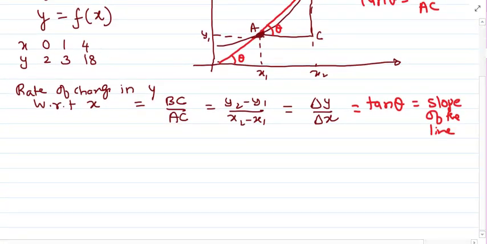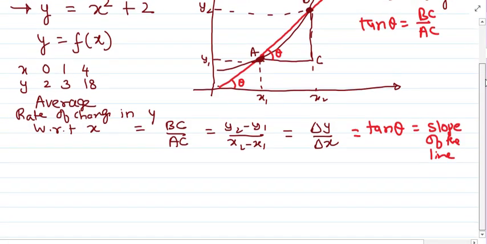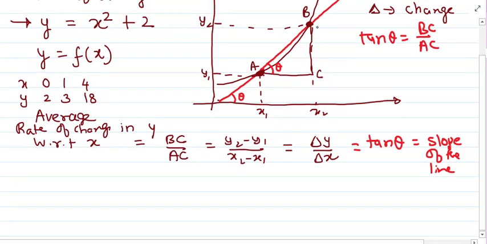Now this rate of change is the average rate of change. Why do we say it is the average rate of change? Because we have taken two distinct points A and B and found the change over this interval AB. So this is the average rate of change in y with respect to x.